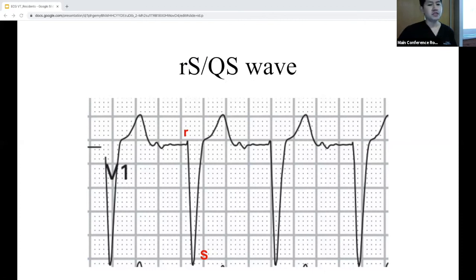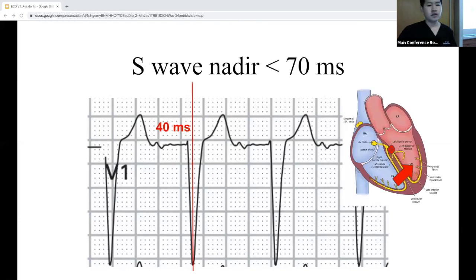You actually can sometimes see very small R waves and a big S wave. And typically you have a very steep S wave, followed by a less steep rise at the end of it. This reflects the rapid depolarization along the bundle branch and Purkinje fibers, followed by the cell-to-cell depolarization of the left ventricle. You can actually measure this from the onset of the S wave to the nadir. If it's less than 70 milliseconds, this may indicate left bundle branch conduction.